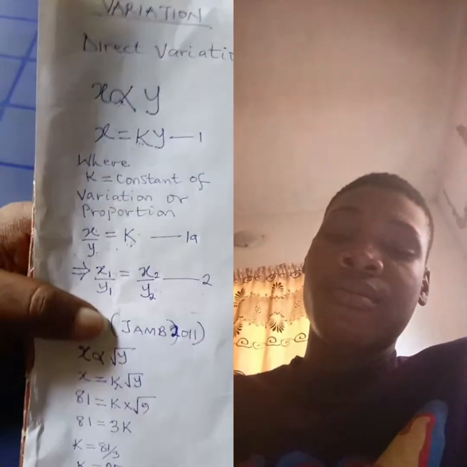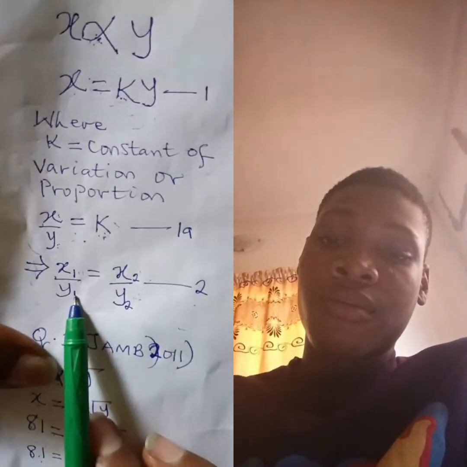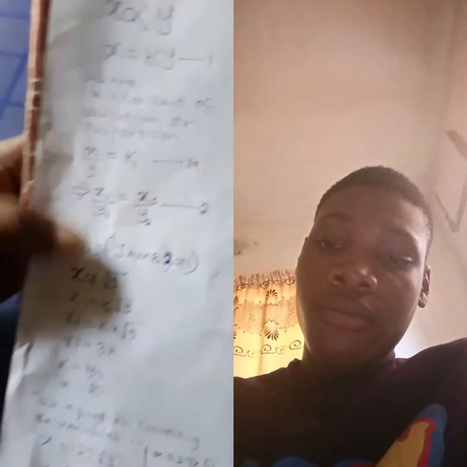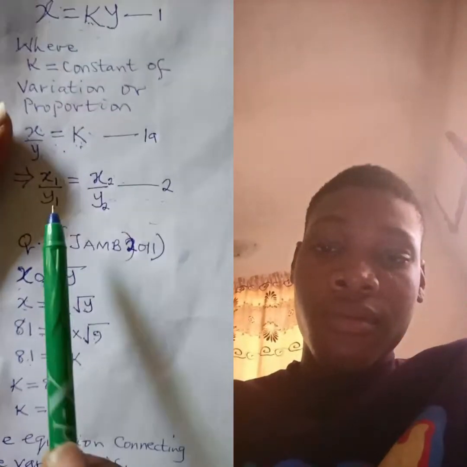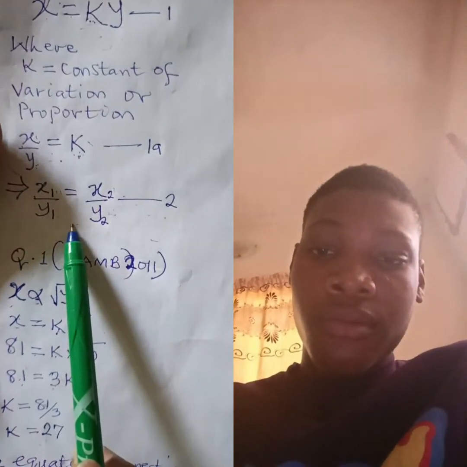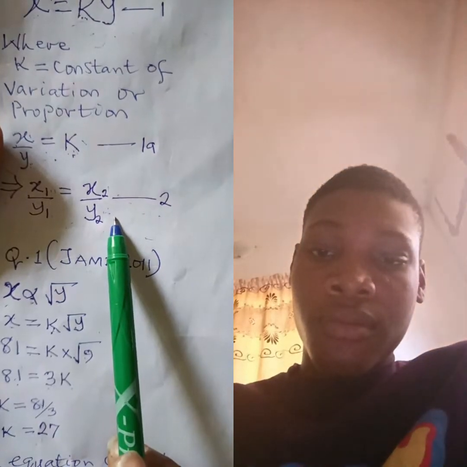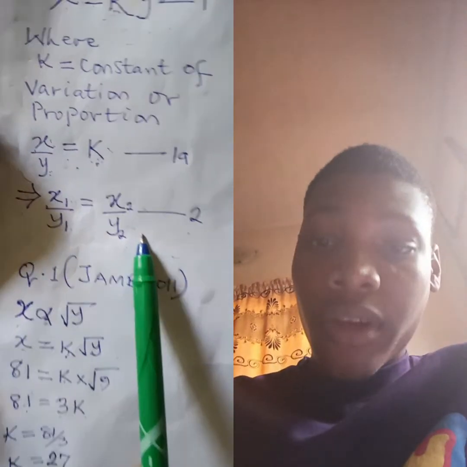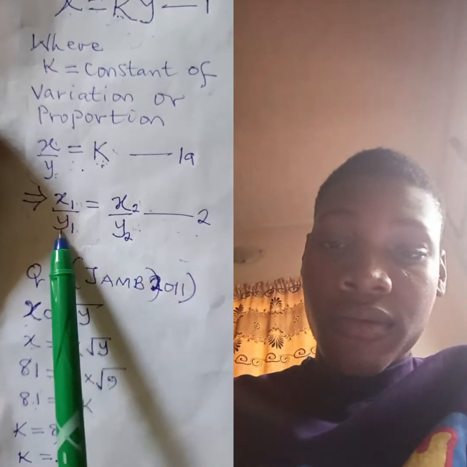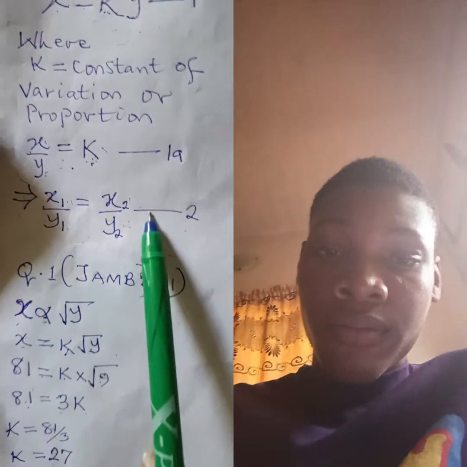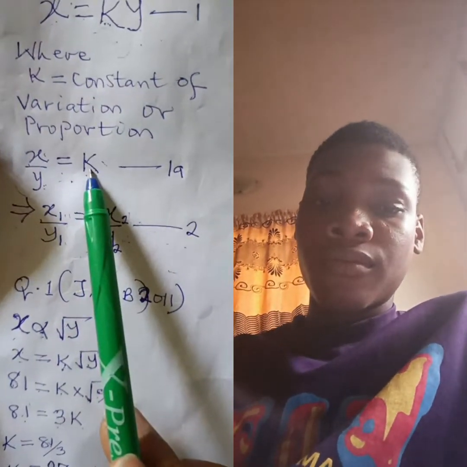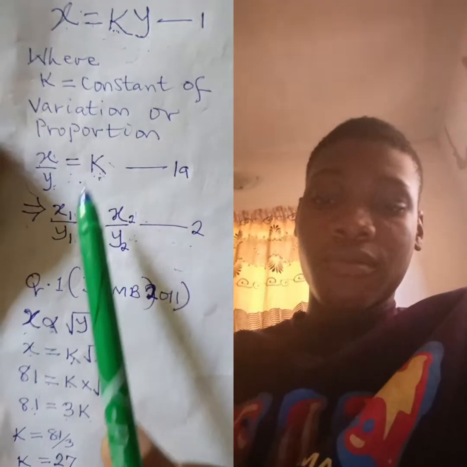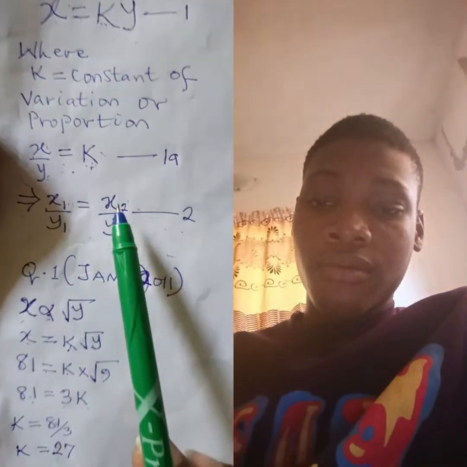Yeah. You see this equation? We could have used it to solve this particular question and get the same answer. Because if you look at the question we solved, remember this equation: x1 over y1 equal to x2 over y2. Are you seeing it? Yeah. The only thing is, if you use this equation directly, you won't get the value of k. You won't get the constant. Are you following? Yeah. But you get the final value of x they want you to get.